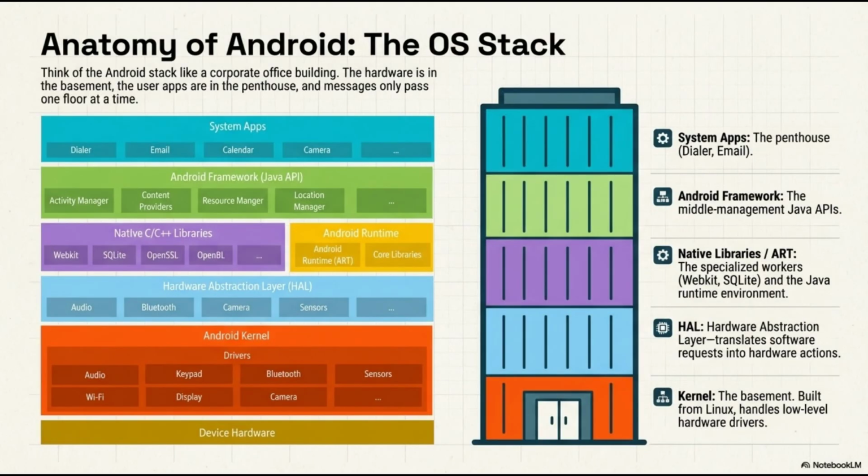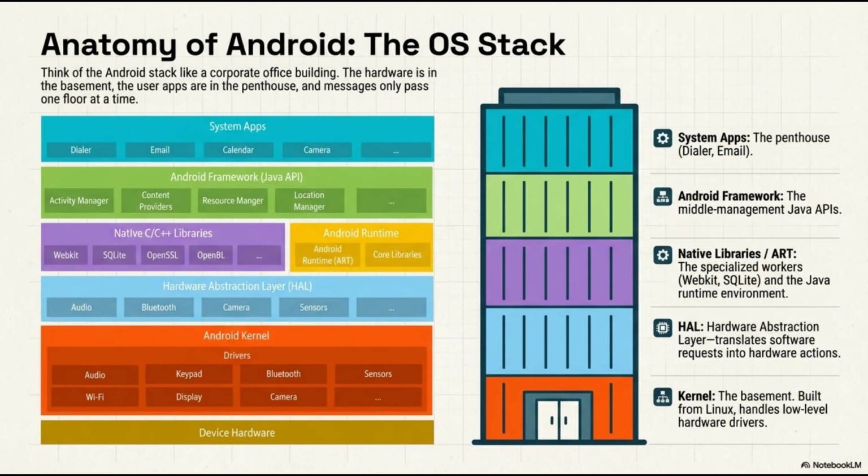Got it. Down in the basement, you have the device hardware and the kernel. This Linux-based kernel manages the low-level hardware drivers. The code actually turning on the Wi-Fi antenna, the camera, the audio. One floor up, you have the lobby. Right, which is the hardware abstraction layer, or the HAL. The HAL is essentially a translator. It takes software requests coming from the upper floors and translates them into hardware actions the basement can understand.